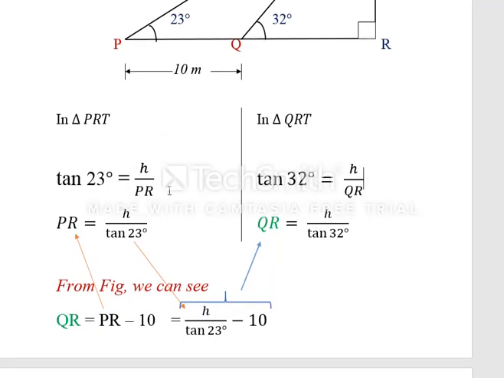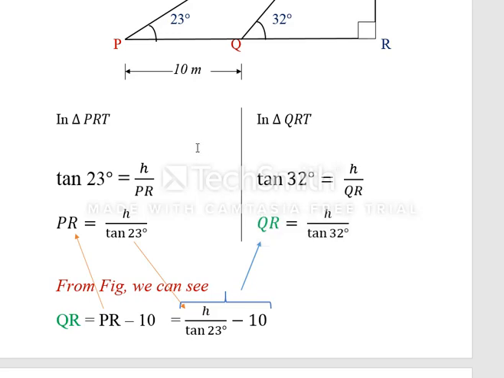From this ratio, we found PR by cross multiplication. We shift PR over here and tangent 23 here. So this will become like this. In the same way, we found QR from here. By cross multiplication, we shift QR over here and tangent 32 here. So we got this one.